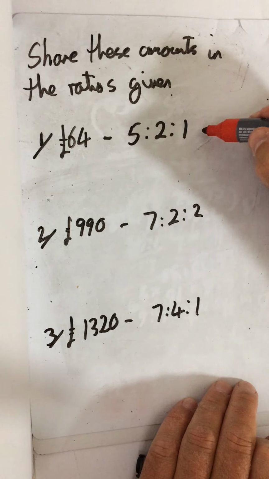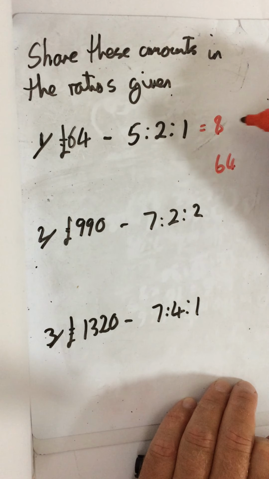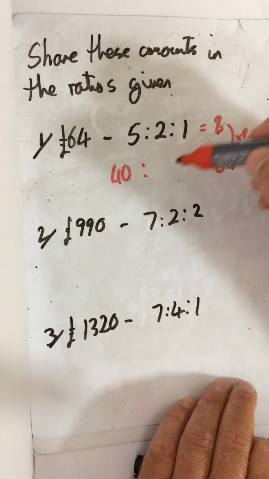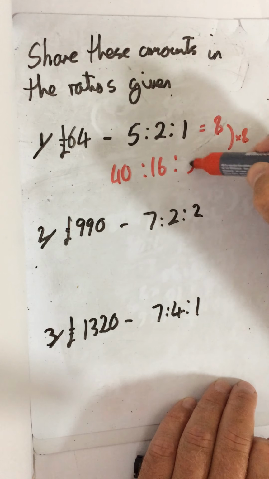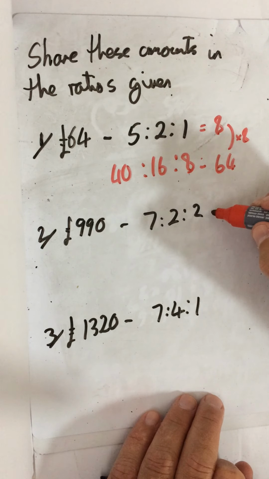Right, so again, we're going to add them up. 5, 2, 1 is 8. 8 8s are 64. So we're timesing them all by 8. 5 times 8 is 40. 2 times 8 is 16. 1 times 8 is 8. It's 64. Yep, 64.